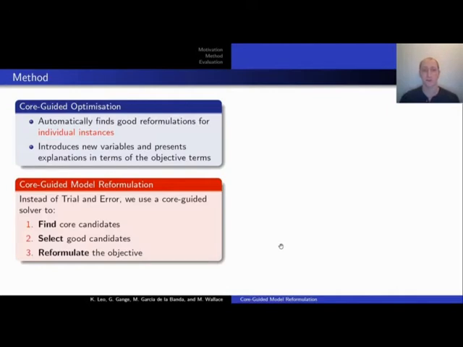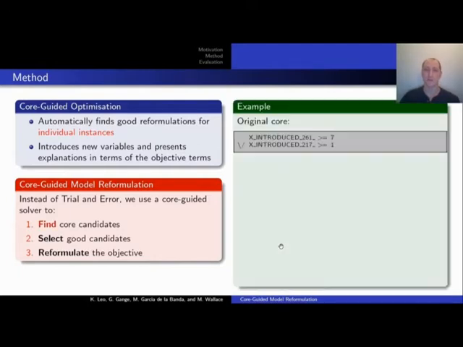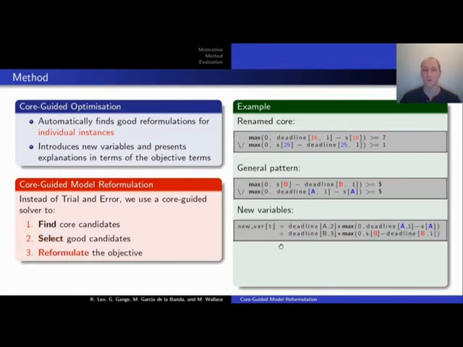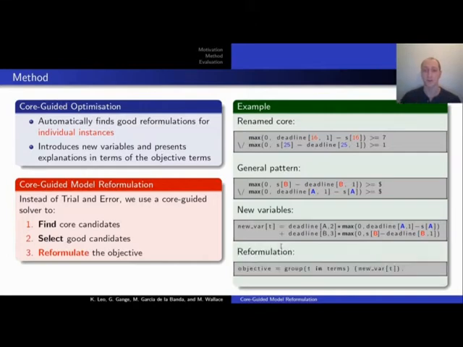So in our approach, rather than going by trial and error, we use a core-guided solver to identify some possible cores, which represent new variables we could add. We try to figure out where in the model these came from, and associate them to some instance data. Then we try to generalize these across several instances. And then we start to modify our model to introduce the new variables and reformulate our objective.